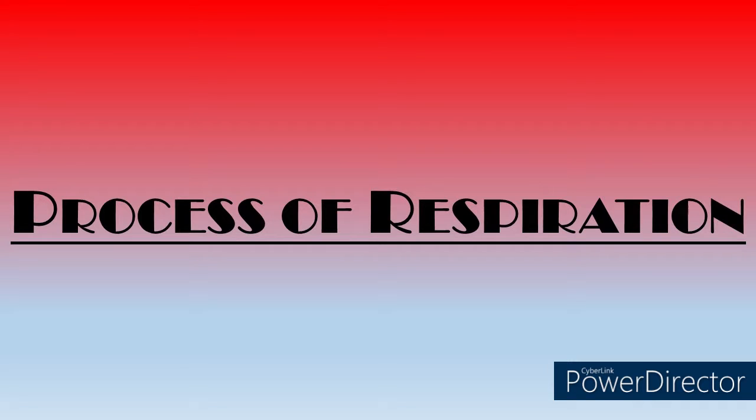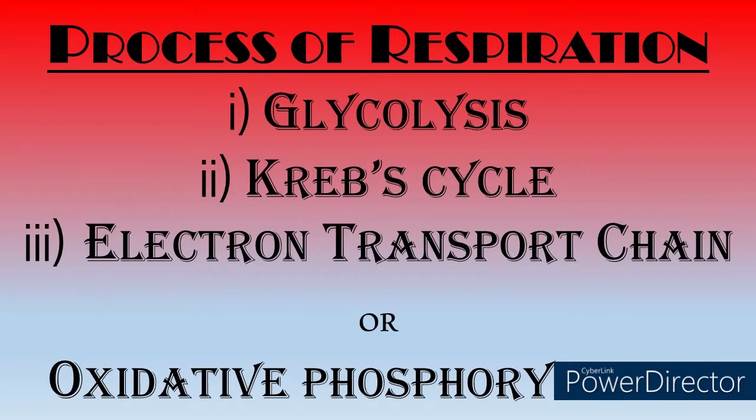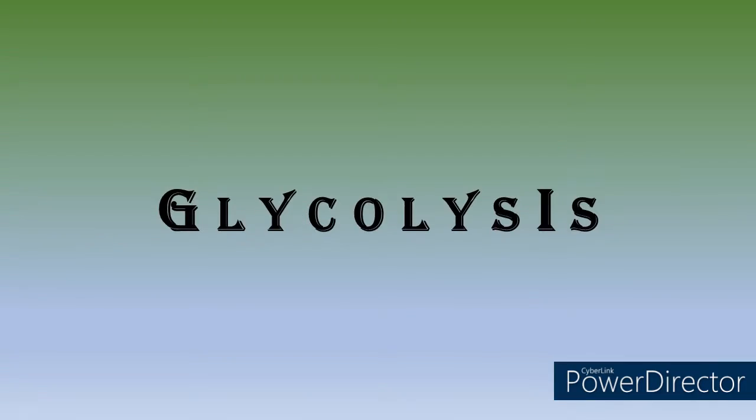The process of aerobic respiration. So there are three important stages of aerobic respiration. Actually, in this year you are going to learn in a brief manner, where when you go to higher secondary or college, you will learn the same in a very elaborate manner. So the three stages of aerobic respiration include glycolysis, Krebs cycle, and electron transport chain.